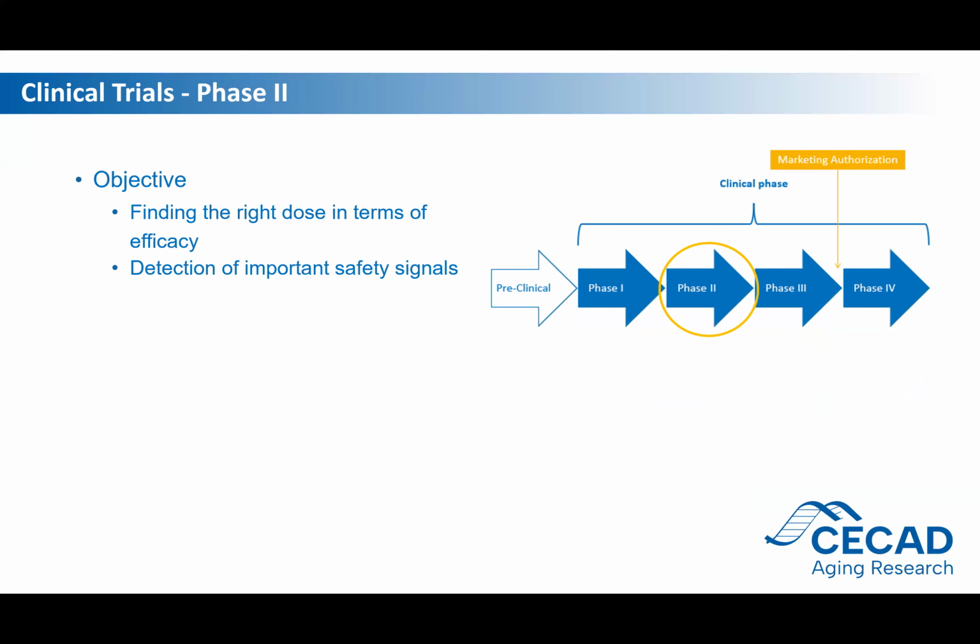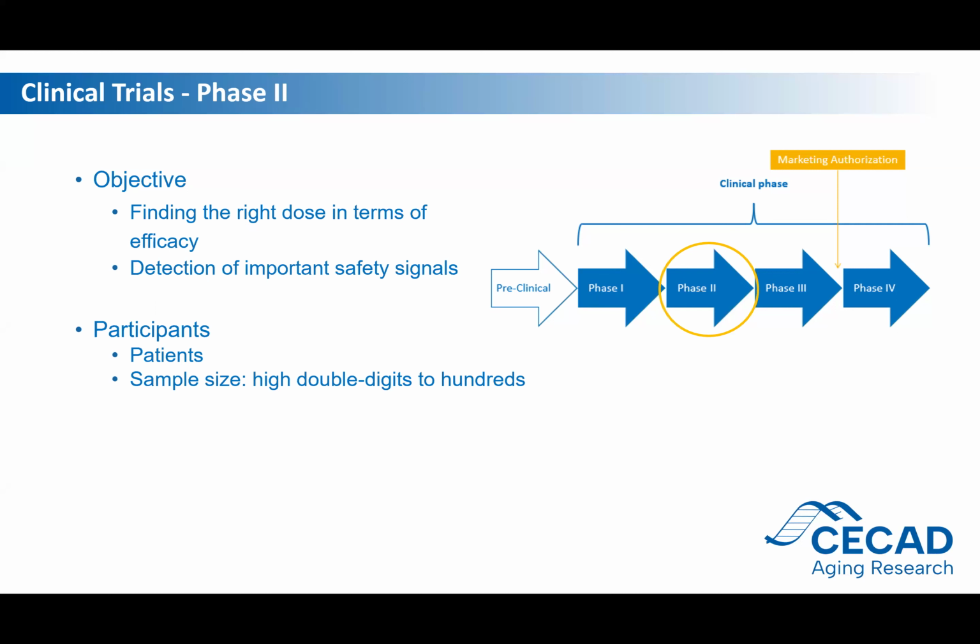And the objective of a new phase 2 trial that follows the first phase is to find the right dose in terms of efficacy. So when do we see the desired effect? And of course, and as always, we want to detect the important safety signals. Now we include patients into the study, and the sample size is now high double-digit to hundreds of people. So we are now able to detect important safety signals, which may have been invisible in the very few persons that we investigate in a phase 1 trial.